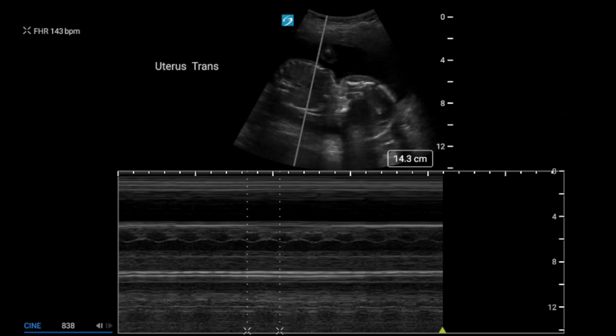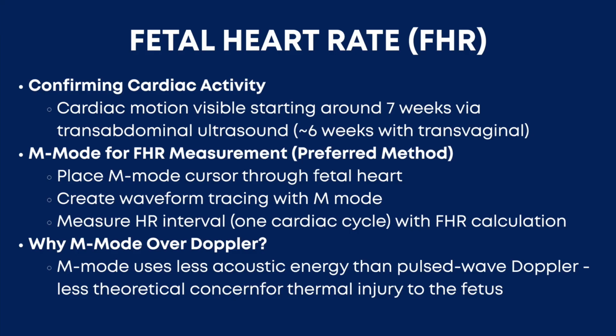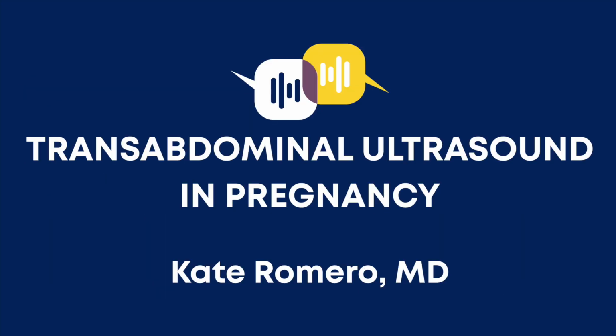For this, we want to use M mode rather than Doppler because Doppler uses too much energy for the fetus. And so the M mode has less concern for the thermal energy to the fetus. We want to see a heart rate of about 110 to 160 beats per minute. If there is fetal tachycardia sustained over 160 beats per minute or sustained fetal bradycardia less than 110 beats per minute for more than 10 minutes, we definitely want to reach out to our OB-GYN colleagues for further fetal assessment.